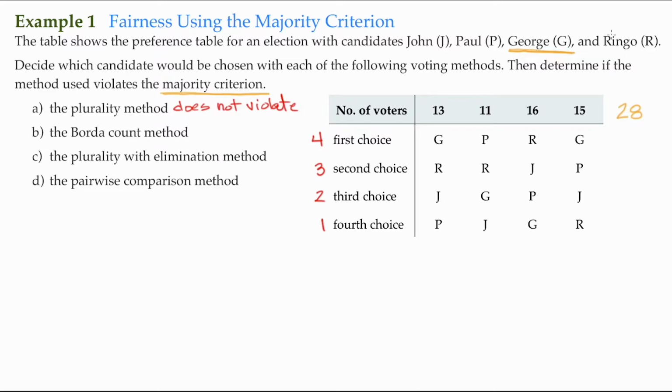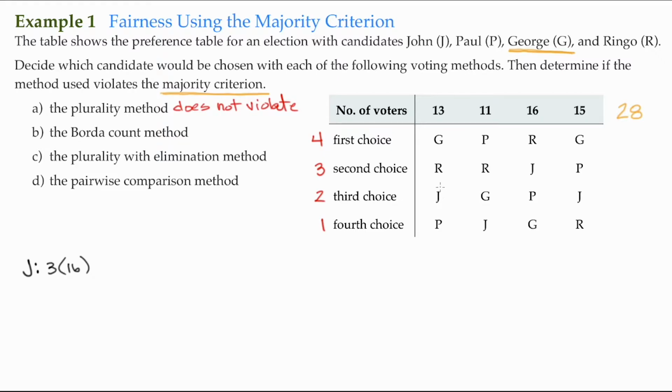Then we'll go through each one of these candidates and award them the points for each choice that they have here. So we'll start with John. We can see John has no first choice votes, so we won't worry about that. John right here has 16 second choice votes, so we will award 3 points for every second choice vote. So we'll do 3 times 16.